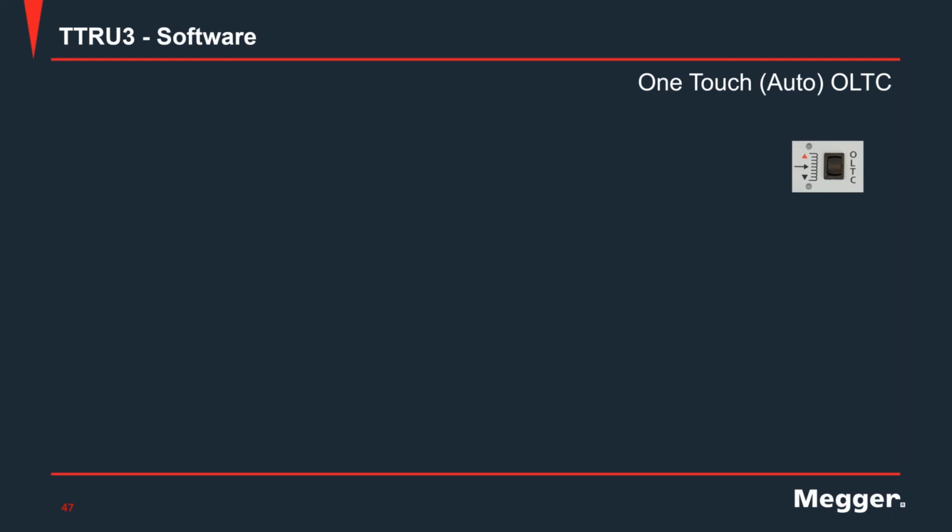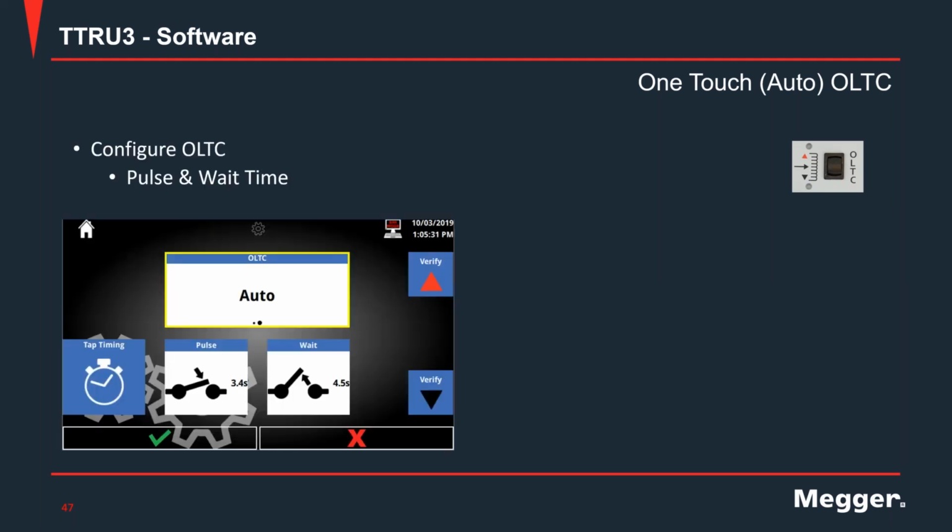But with the Onetouch OLTC, you have two ways to configure it. The first one is just by you manually indicating to the software what the pulse time and the wait time are for your tap change. The pulse time refers to how long the TTR will actually maintain the pulse to change the position of the tap changer, either up or down. And the wait time is how long the tap changer will take to go from one position to the other. So that is the manual way of configuring the timing of the tap changer.